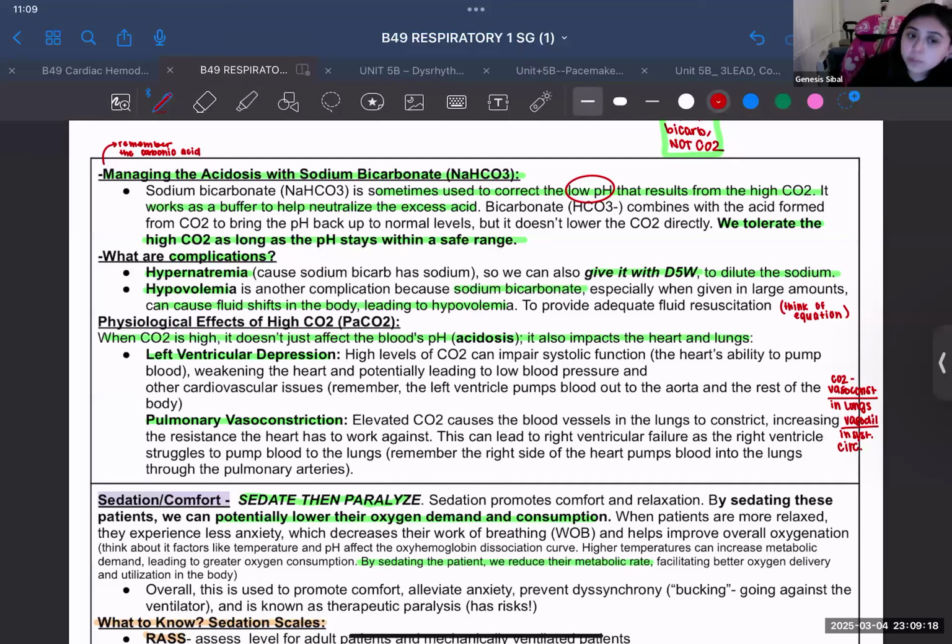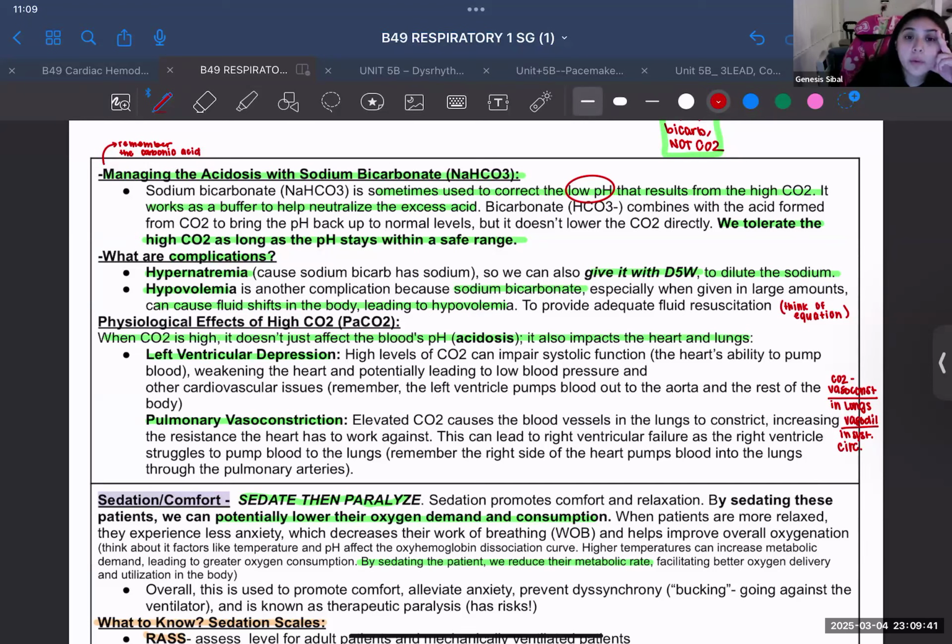So two of the problems: you're going to have left ventricular depression. High levels of CO2 impair your systolic function, which, remember, is what's in charge of contracting and your heart's ability to pump the blood, right? Whereas diastolic was our relaxation period. So whenever you're weakening the heart, this leads to lower blood pressure and other cardiac issues.